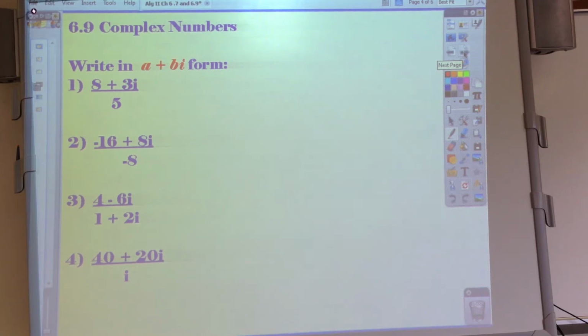Section 6.9, dealing with complex numbers. Complex numbers have a portion that is real and a portion that is imaginary. So, for example, in a plus bi, a is the real portion and b is the imaginary portion. In questions 1 through 4, we're just going to practice writing in a plus bi form so that we can separate the real from the imaginary.